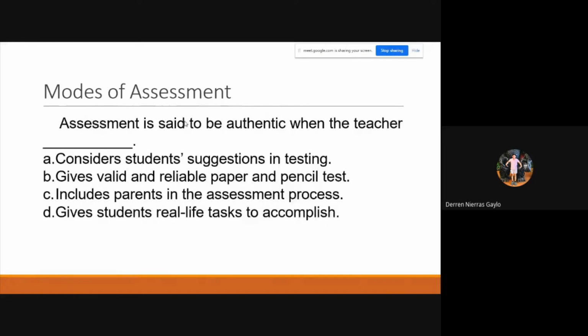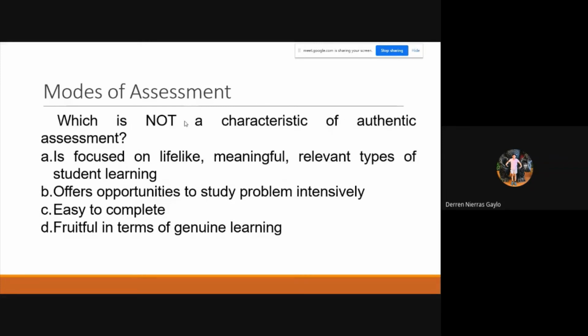How about this one? Assessment is said to be authentic when the teacher blank. When you say authentic, it's real life. Which of these talks about real life? Okay, letter D. Authentic assessment gives students real life tasks to accomplish. So when you say authentic, it's real life. Which is not a characteristic of authentic assessment? Or which is not more on the real life? Letter C, easy to complete, because easy to complete is on the traditional assessment. A, B, and D are the characteristics of authentic assessment.